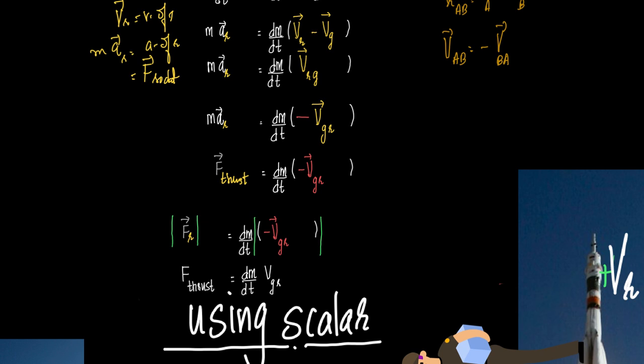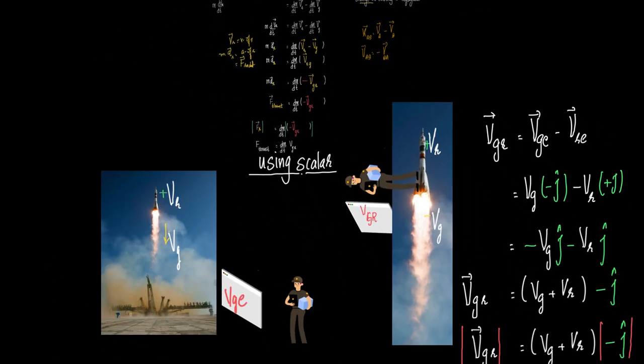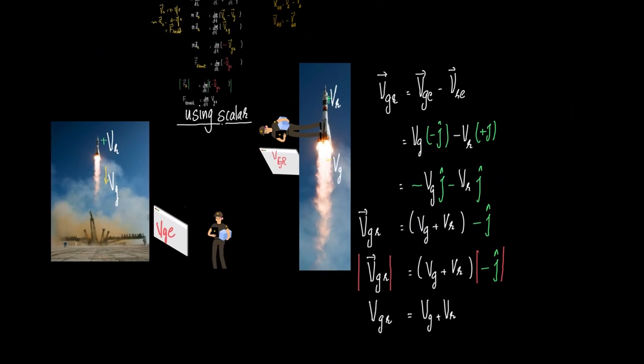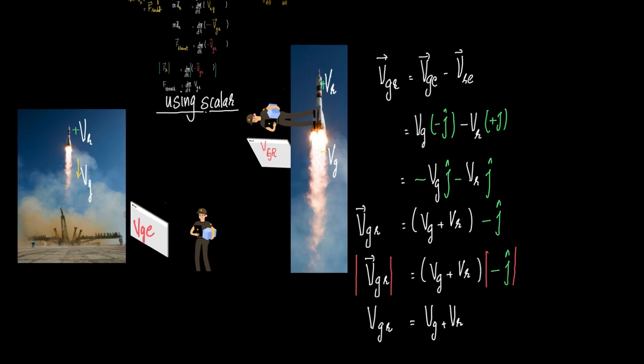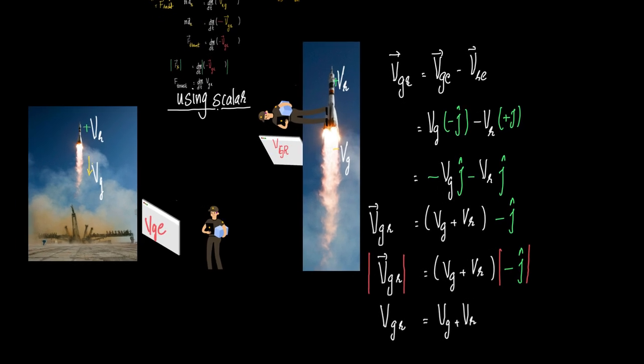Now, let me explain this concept of how to use scalar notations here, because some of you may find it convenient using the scalar notation. I'll explain that concept as well. A man is standing here, observing the gases and observing the rocket. When he is observing the gases while standing on the ground, what he sees is the velocity of gases with respect to Earth.